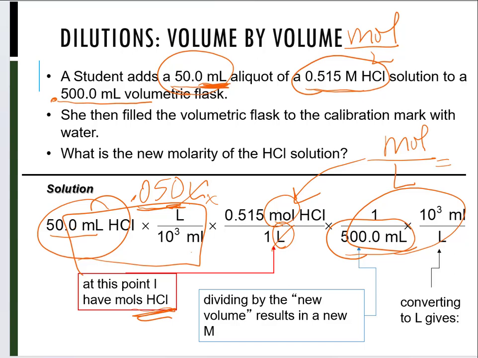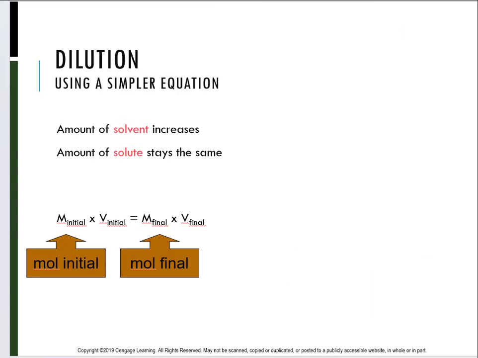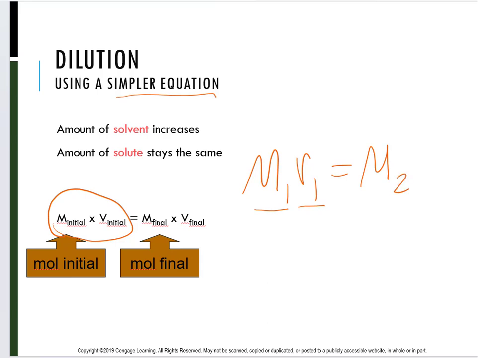Or we can use a simpler equation. I like this one, M1V1. So this 1 stands for my initial molarity and my initial volume, equals M2V2, my second or my final molarity times my final volume.